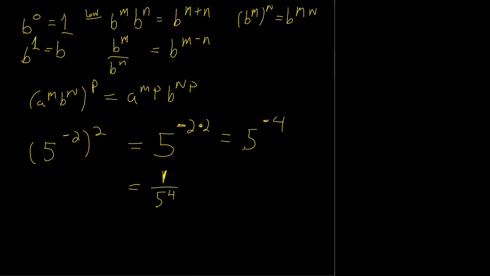Because negatives pull powers down, I guess I could add up to my rules here. B to the negative 1 is 1 over b. All right, negative exponents pull things down. All right, let's try one more here.